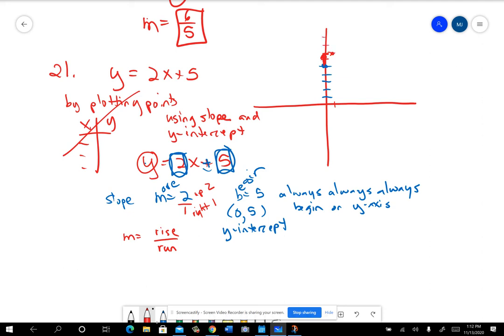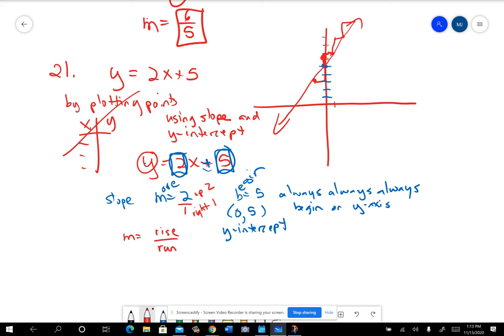You could do that multiple times if you're doing it by hand. Okay, and then your line would be that line. Okay, that would have up 2 over 1, up 2 over 1. Okay, you also could go down 2 and to the left 1, okay, to get to a point on the line.